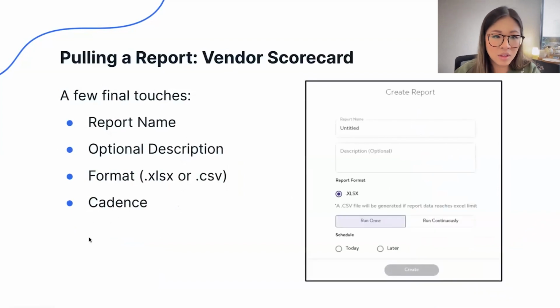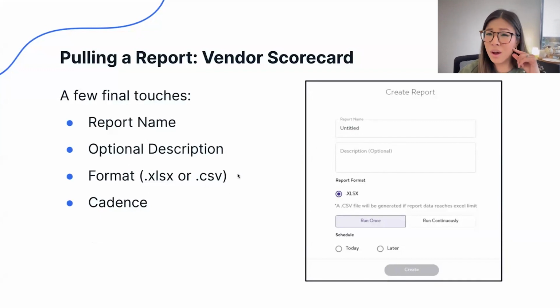Once you've selected the filter that you want to utilize, the final touches are that you'll want to name the report, similar to how they did it on DSS. You can add a description if that's helpful for you. Then choose the format. Right now, the only formats available are XLSX and CSV.